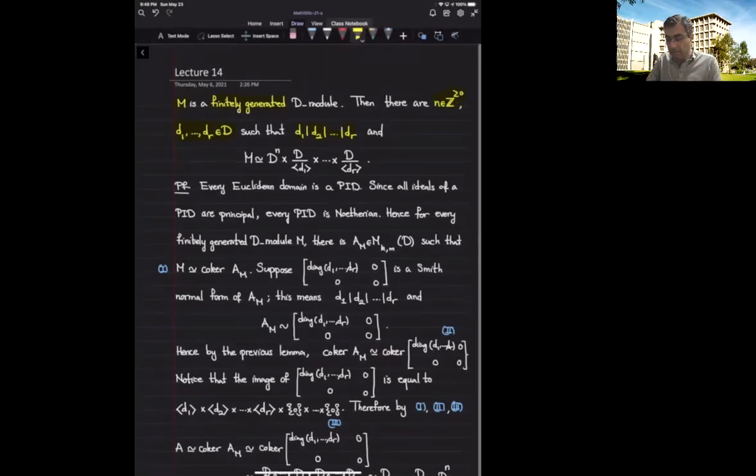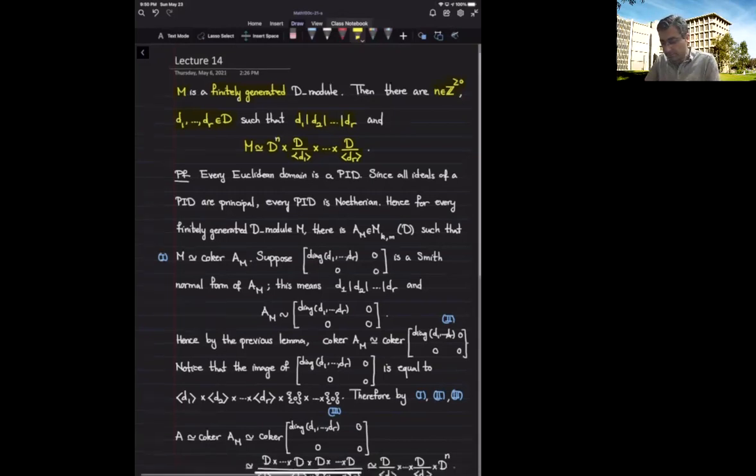The module M is isomorphic to D to the n, n copies of D, Cartesian product with D modulo the ideal generated by d1, Cartesian product with D modulo the ideal generated by d2, and so on. Here we are thinking about the right-hand side as a D module, but notice that the right-hand side is also a ring, but here we are thinking about it as a D module. This gives us a very concrete understanding of every finitely generated D module as long as D is a Euclidean domain. Let's see how the proof goes.